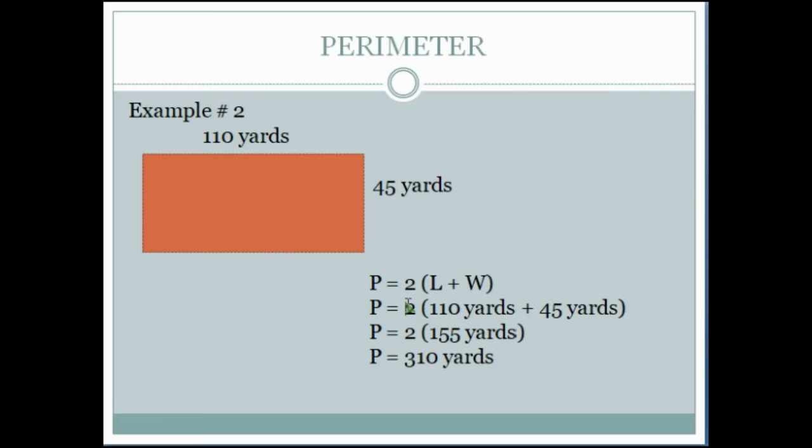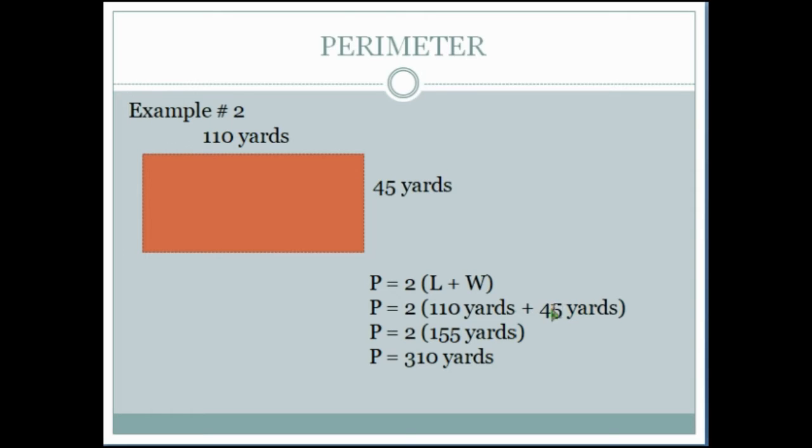Now, same formula pa rin yung gagamitin nyo. You just have to use the formula 2 times (L plus W). So, since na-identify nyo na kung ano yung length, the length will be 110 yards. So, you just have to substitute the 110 yards. Same as the width. Yung width na 45 yards, isa-substitute nyo dun sa W. So, 45 yards. Then, you just have to add the 110 and 45 yards.